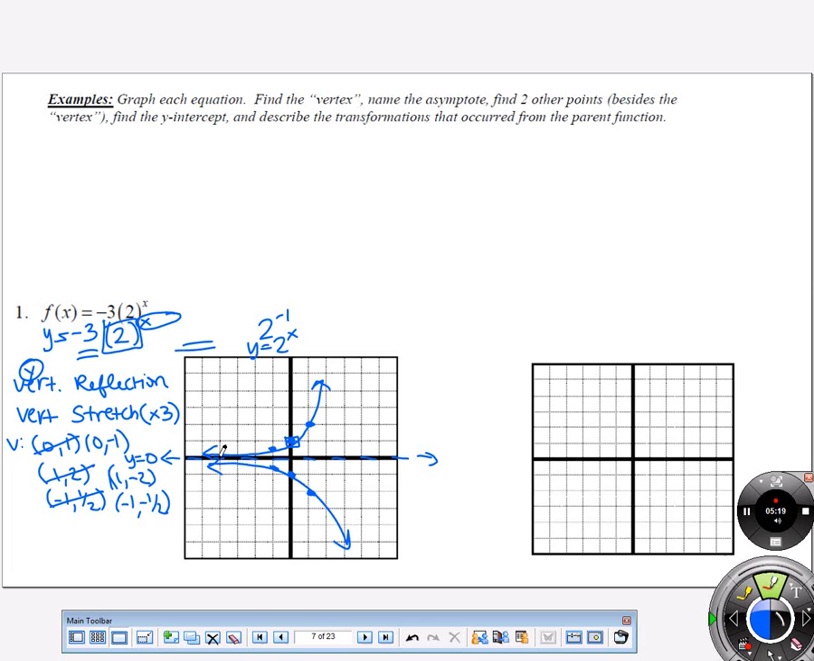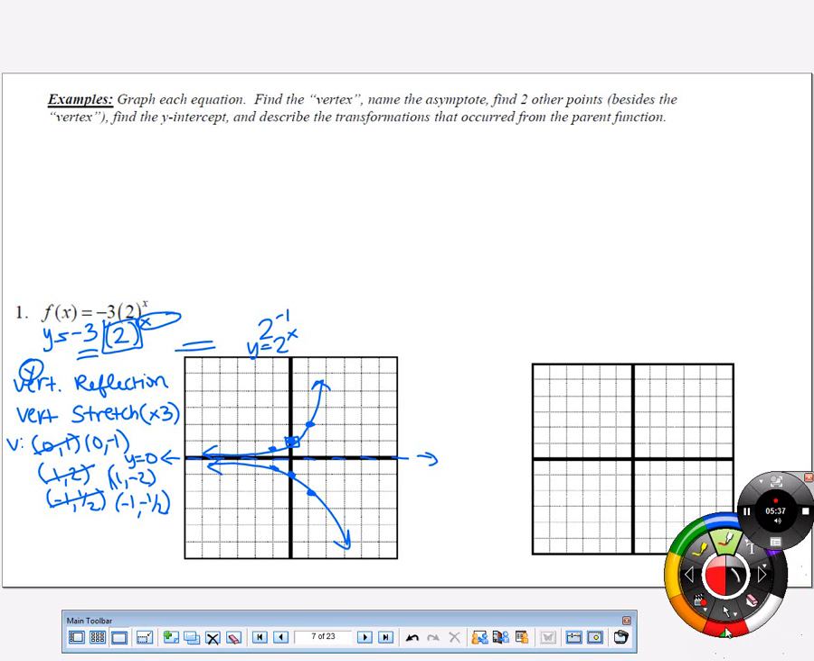looks like this. And so then the last transformation we have to do is we have to vertically stretch it. So this is where it's different than what we did before. We have to make a decision. Are we stretching from the vertex, or are we stretching from the asymptote? So remember, our rule of thumb is if you can measure from the asymptote, stretch from the asymptote. If not, then use the vertex.